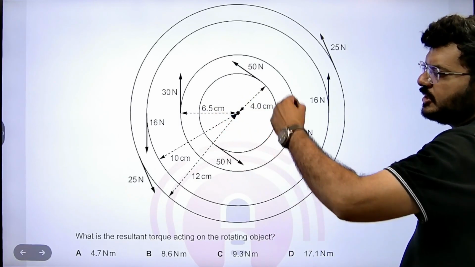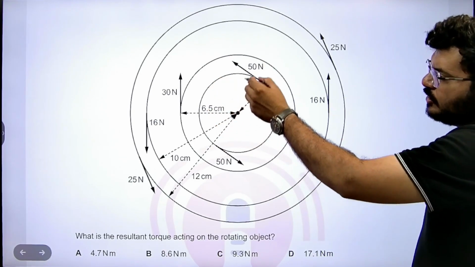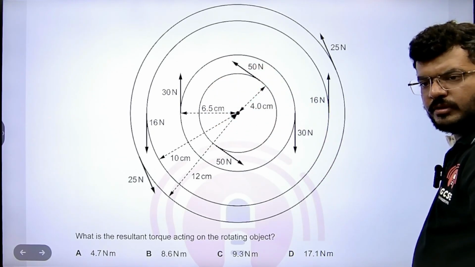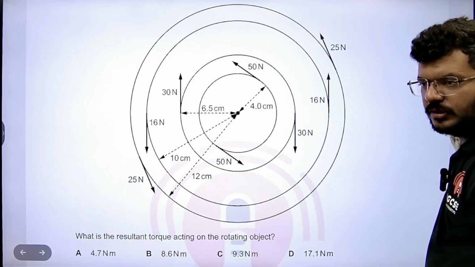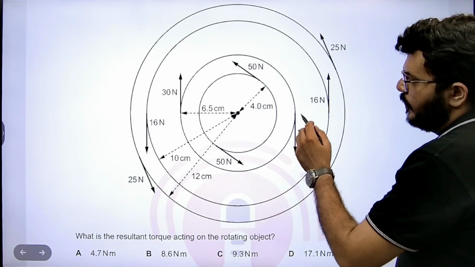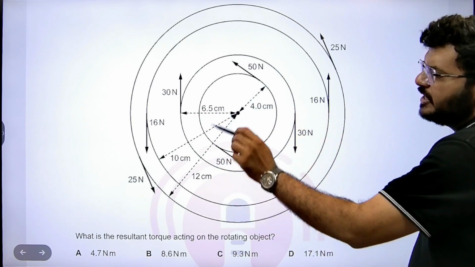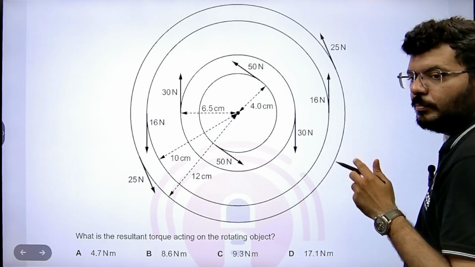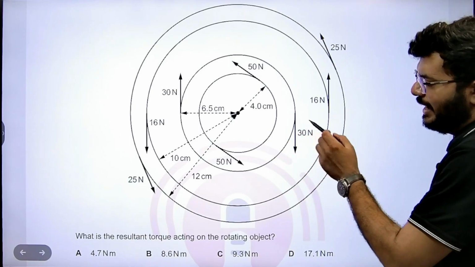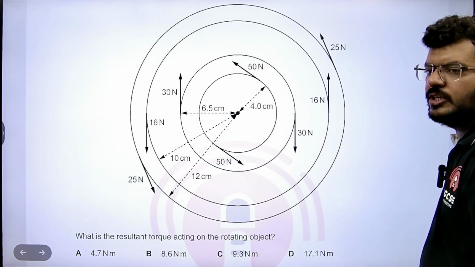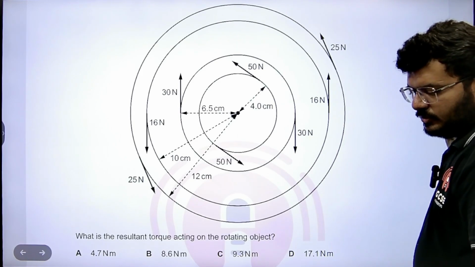So this is anti-clockwise, so 50 into 4. But because the answer is in meter, 50 into 0.04. This is clockwise. So minus, because I have taken anti-clockwise as positive. So minus 30 into 0.065.